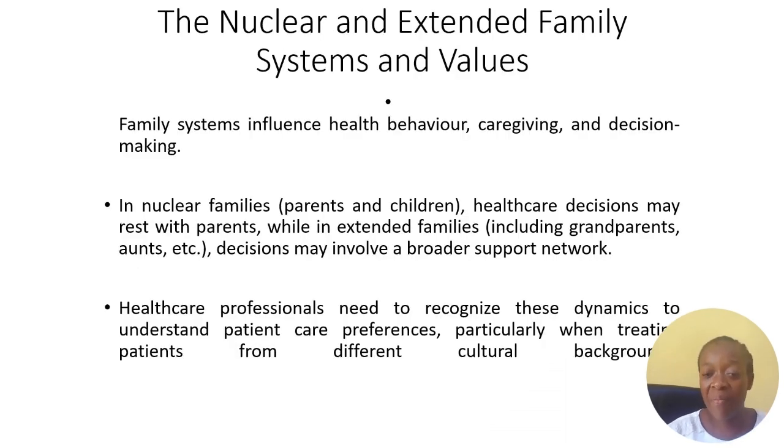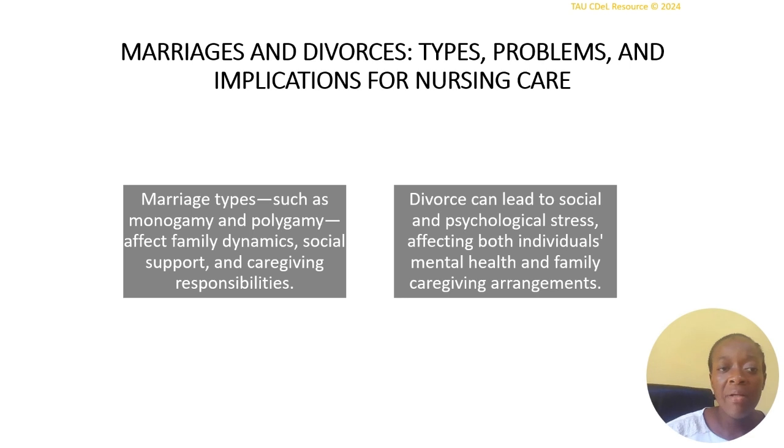The nuclear and the extended family also play a great role in this. In the nuclear family, for example, the parents are the ones that will make major healthcare decisions. While in an extended family, the grandparents will be involved, the uncle, the aunt will be involved, unlike what it is in the nuclear family setting. Then marriages, the different types of marriages, either polygamy or monogamy, will also determine some roles and some decisions that will be made.